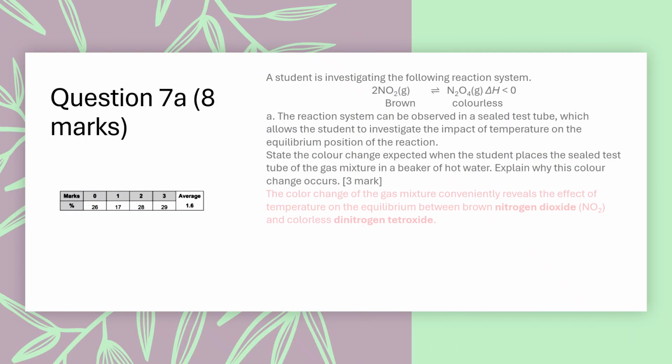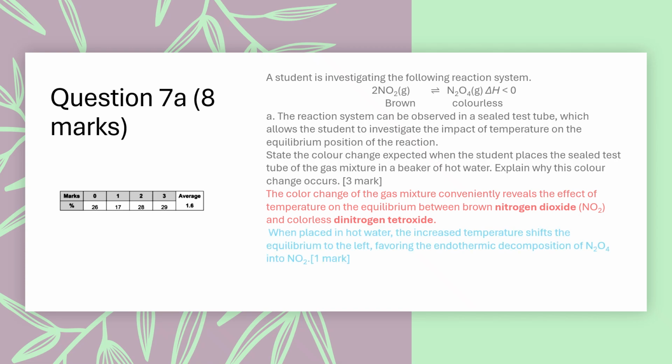The color change of the gas mixture conveniently reveals the effect of temperature on the equilibrium between brown nitrogen dioxide and colorless dinitrogen tetroxide. When placed in hot water, the increased temperature shifts the equilibrium to the left, favoring the endothermic decomposition of N₂O₄. As a result, the concentration of the brown nitrogen dioxide gas increases, causing the mixture to darken.